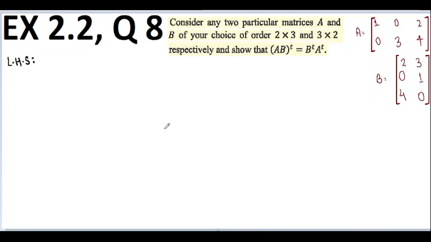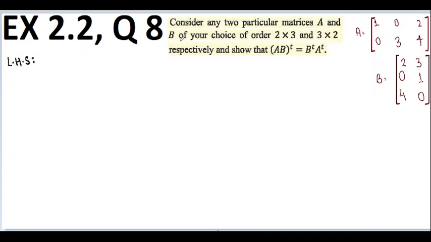Bismillahirrahmanirrahim. We are going to start question number 8 of exercise 2.2. It says that we have to consider any two particular matrices A and B of our own choice of order 2 cross 3 and 3 cross 2. What does 2 cross 3 mean? That there should be 2 rows and 3 columns. These are 2 rows and 3 columns, and I've named it A.